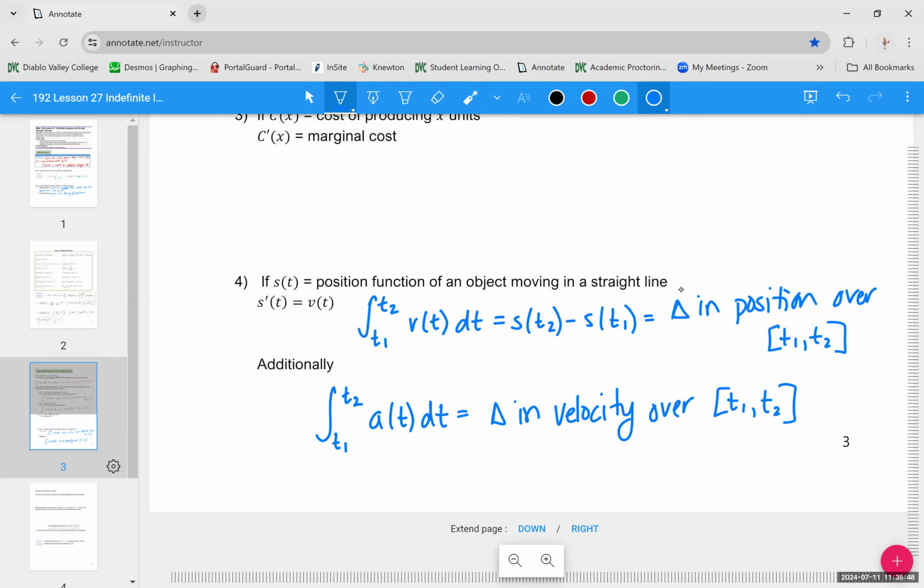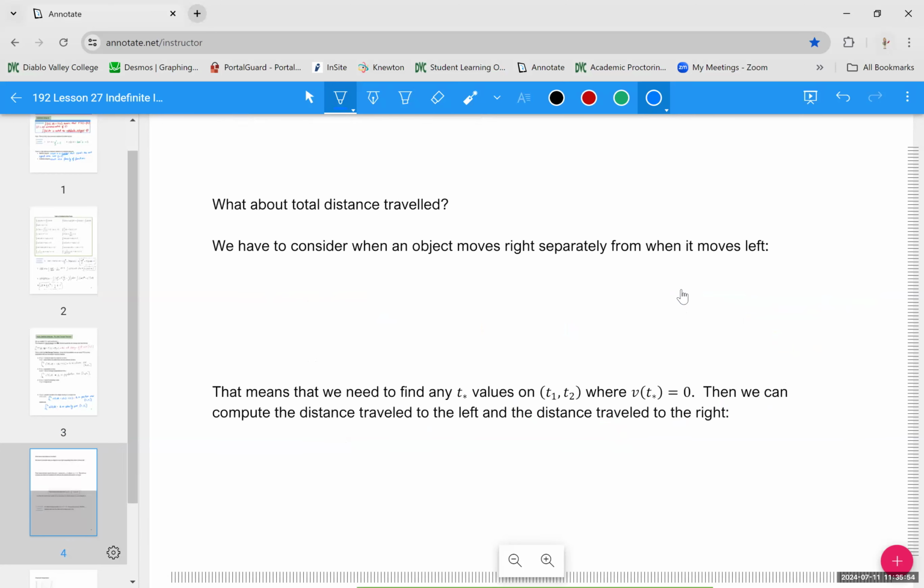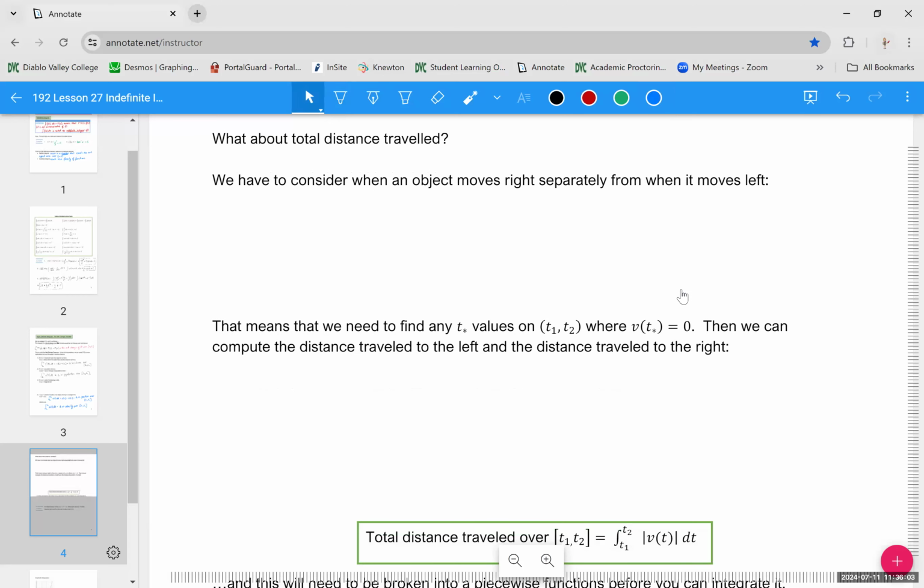Okay, but we got to be careful, because is the change in position equal to the total distance traveled? And when we first talked about this, I don't remember which lesson it was, we showed some diagrams about how those are not always the same, right? So let's say we have an object that moves one direction, and then, you know how we've done our motion diagrams, it's moved another direction. So this might be S of T1. This might be S of T2, and this might be S of T3.